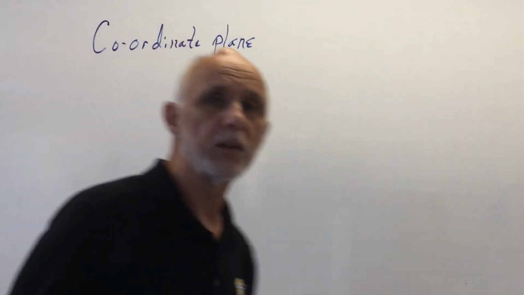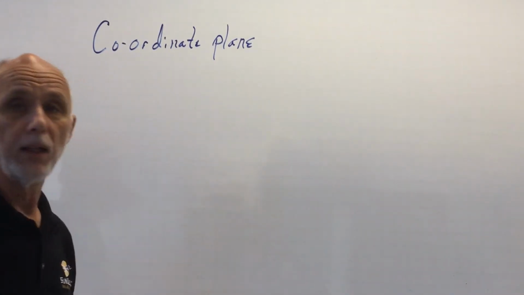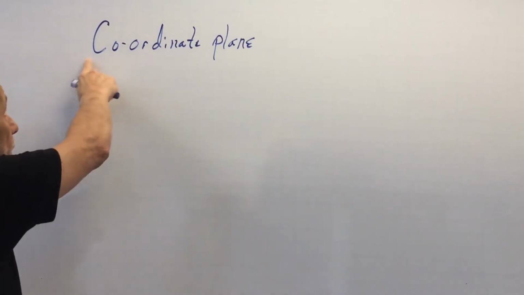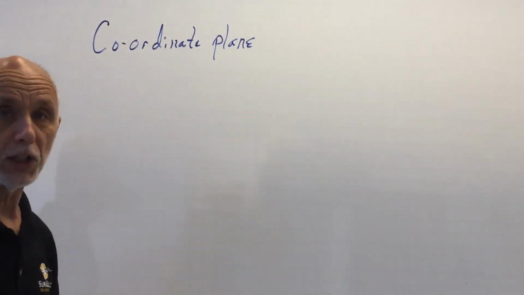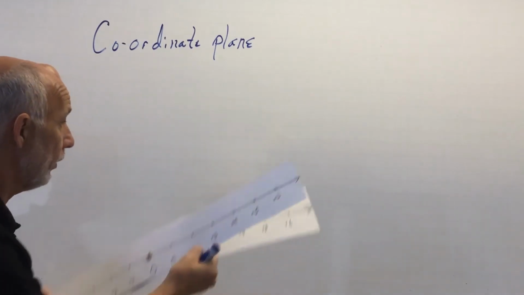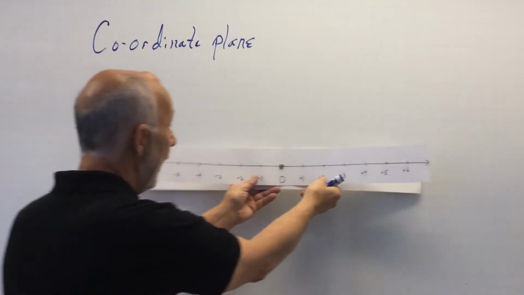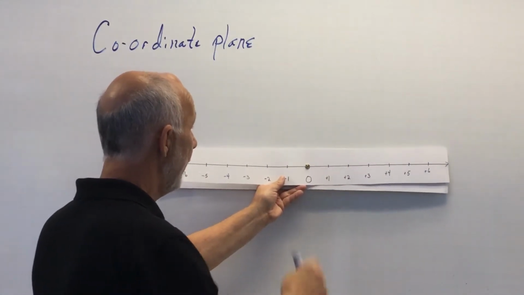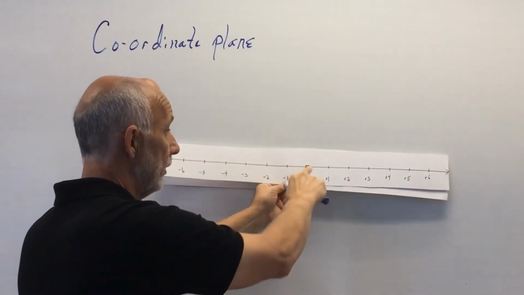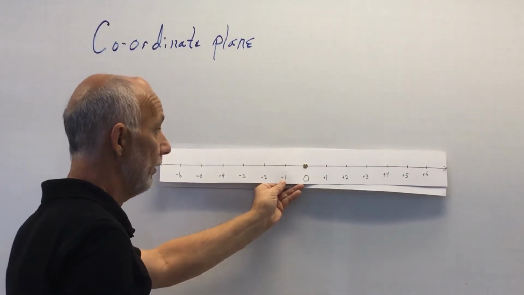Okay, today what we want to do is learn about something called a coordinate plane. A coordinate plane is made up of two number lines, thus the word co, which means to share. We all know what a number line looks like, and we all know that on the number line we have a positive direction and a negative direction. To the right of 0 is positive, to the left of 0 is negative.